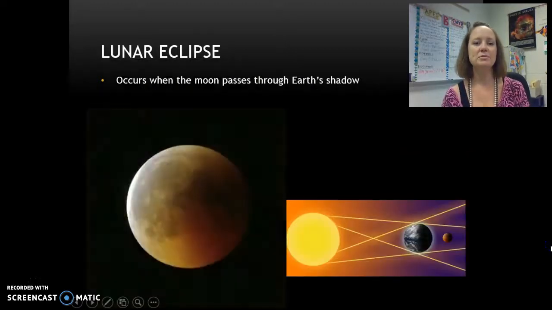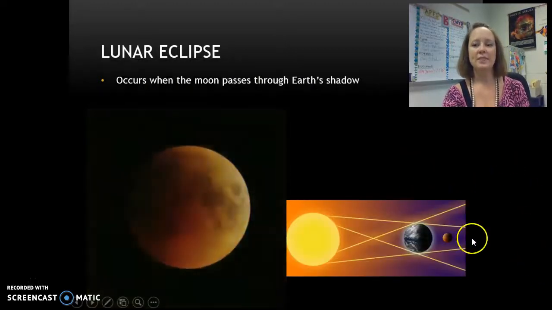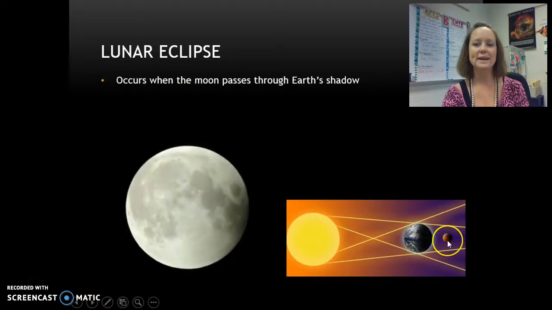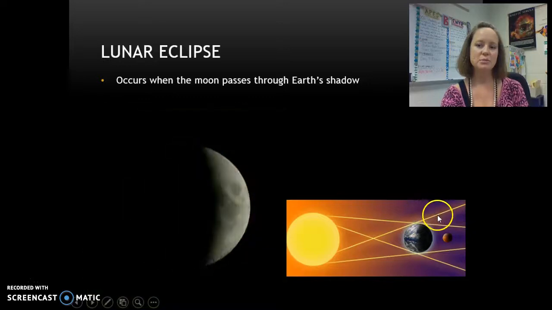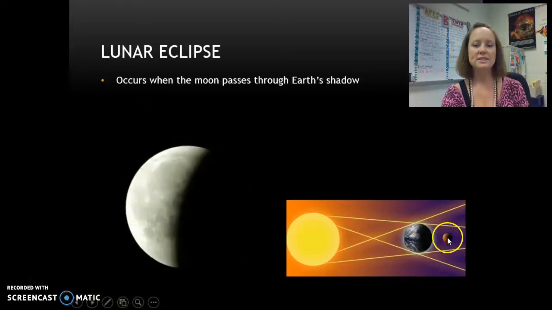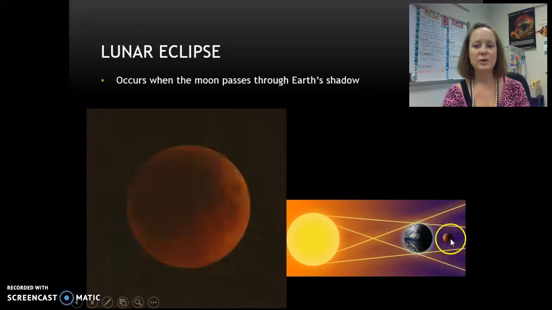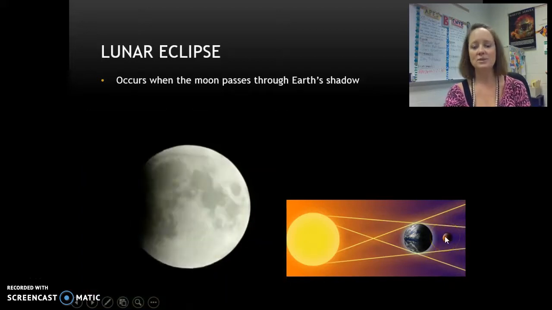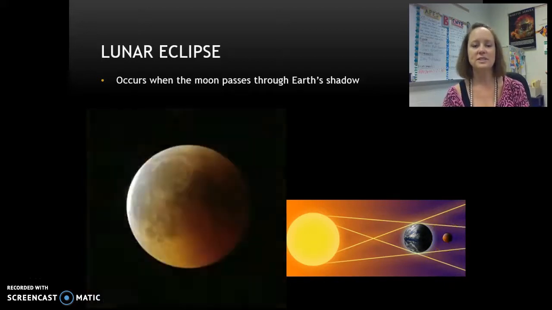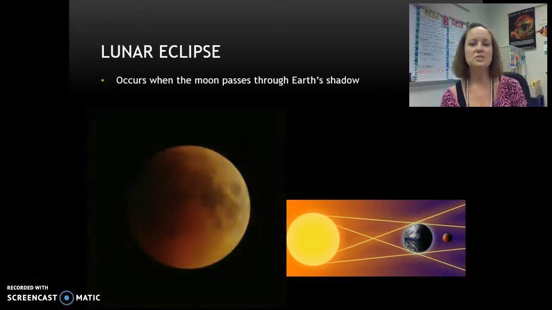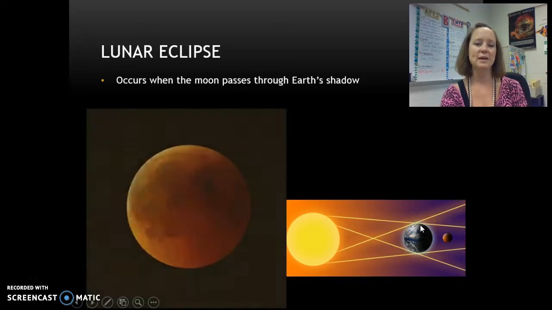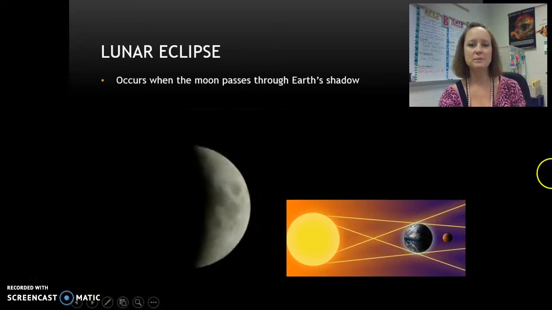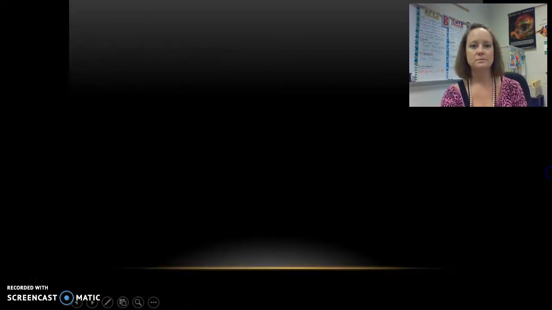Okay, and our second type of eclipse is a lunar eclipse, and that is when the moon passes through Earth's shadow. So overnight, it will start here, and as it moves through, you could see the shadow of the Earth. Now, when it's directly behind the Earth, it almost has a red glow to it, as you can see in that animation, and that has to do with the sun's rays as they are bent through Earth's atmosphere. So it gives off that red glow. And that's it for the moon motions.